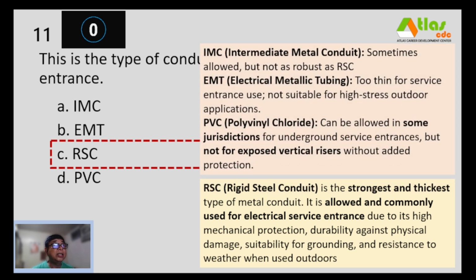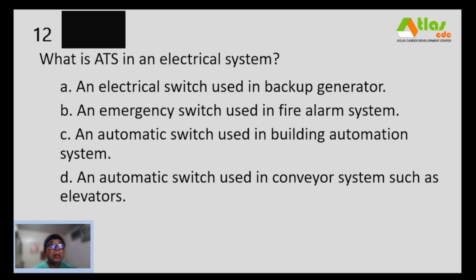IMC, or intermediate metal conduit, is sometimes allowed but not as robust as RSC. EMT, or electrical metallic tubing, is too thin for service entrance use, and not suitable for high-stress outdoor applications. PVC, or polyvinyl chloride, can be allowed in some jurisdictions for underground service entrances, but not for exposed vertical risers without added protection.